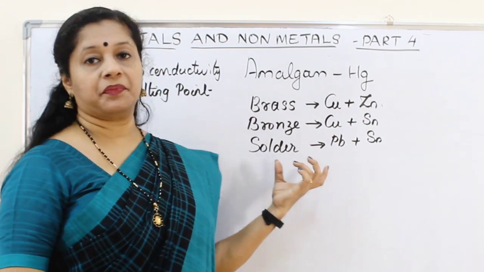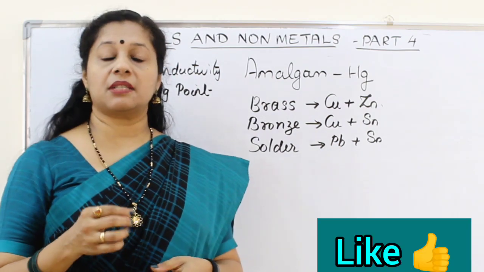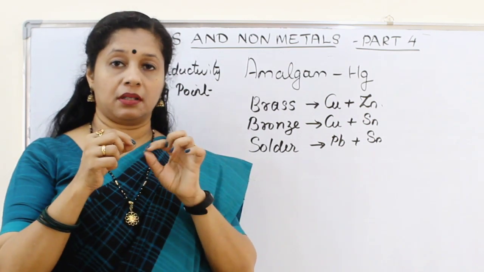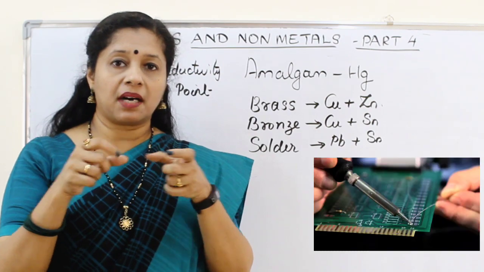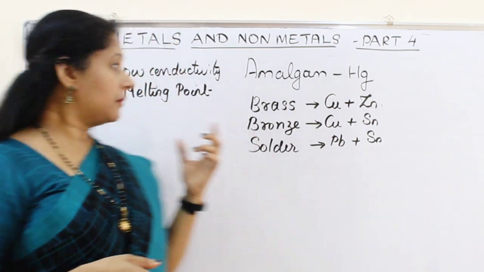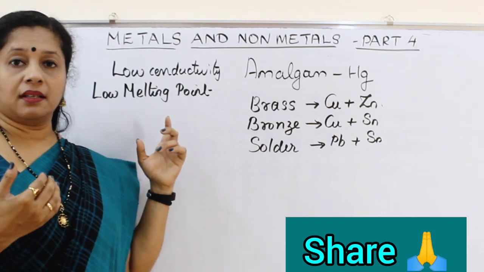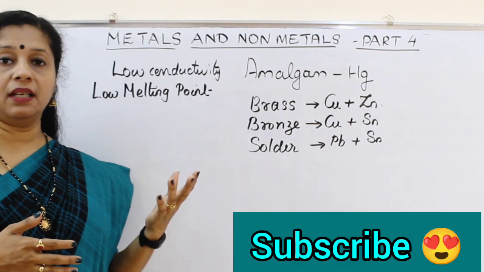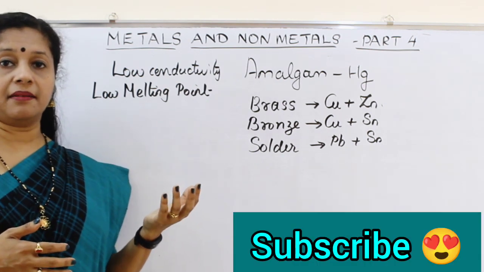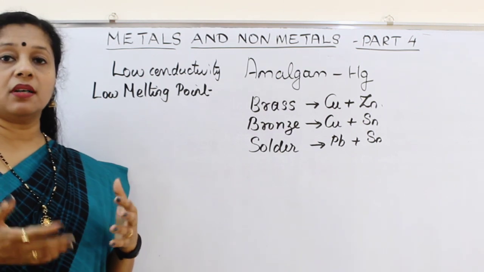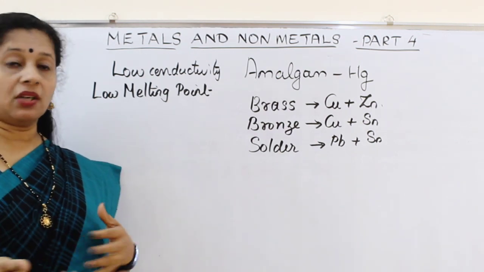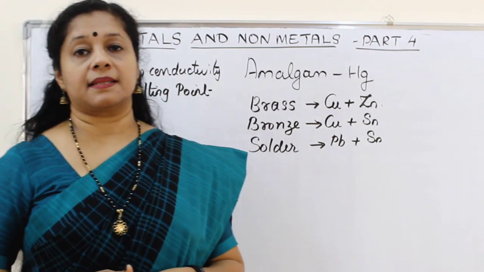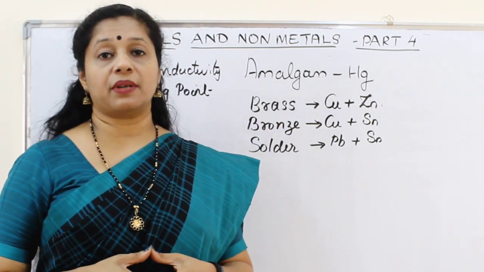In the same way, solder is lead and tin combined, and its melting point is very low. As a result, we can melt it very easily. It is used for joining small wires and parts inside electronic gadgets. So here, alloys have low conductivity compared to metals. If you remember in physics, for the heating elements of devices we use alloys instead of metals. Why? Because they have high resistivity, as their conductivity is very low. Then they have a low melting point compared to metals. So these are the important points that you have to remember in this chapter.